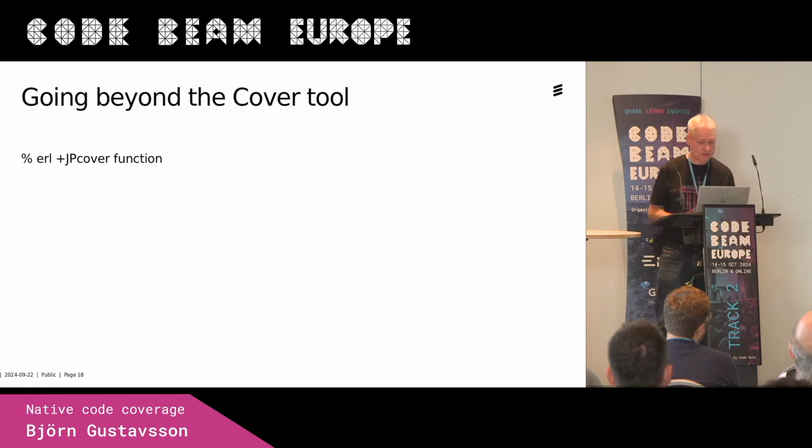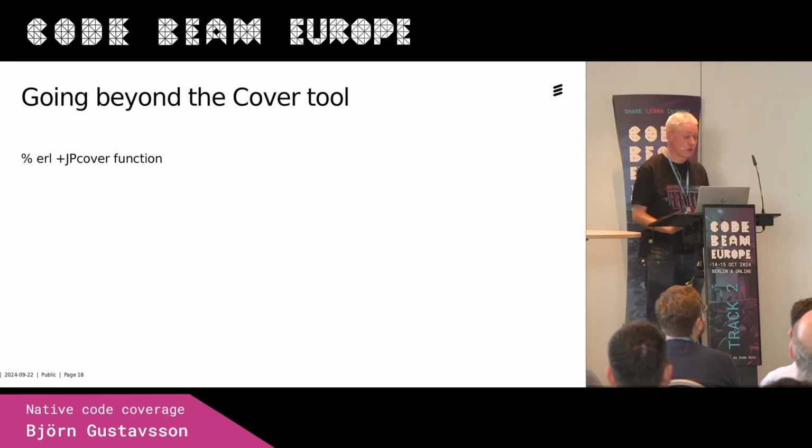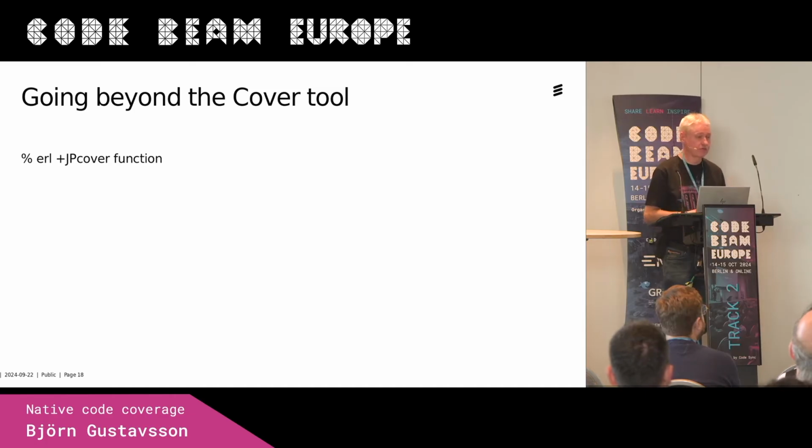If you only want to find out which functions are executed at all, this option can be used, JP cover function. We tell it we want it on a function level. And there's no need to prepare any BEAM code. The BEAM loader will instrument the code, inserting extra instructions by itself. There's no need to prepare the BEAM files in any way when doing this.